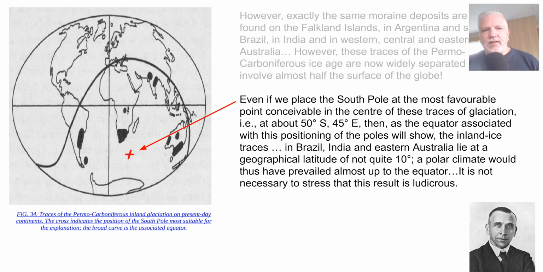Now, he tries, as a thought experiment, to reconcile this if we imagine that the South Pole had been in a different position. If we place the South Pole at the most favourable point, about 50 degrees south, and this curved line on the map here is the equator that would be associated with that South Pole, he says that the inland ice traces in Brazil, in India, and eastern Australia lie at a geographical latitude of not quite 10 degrees south.